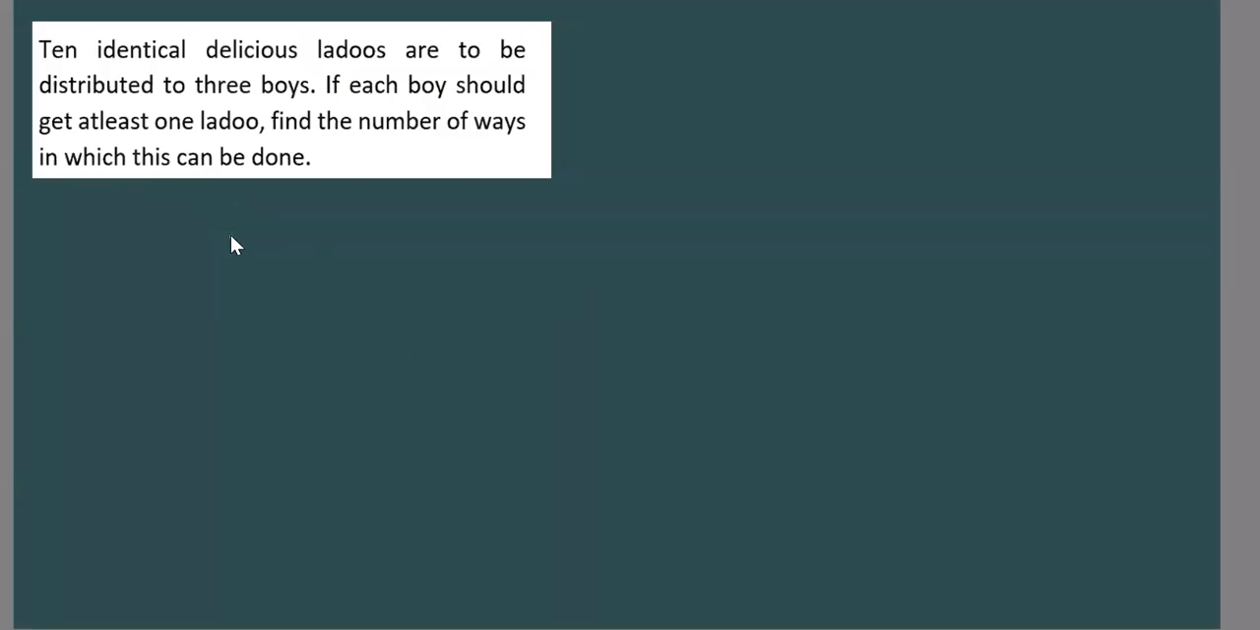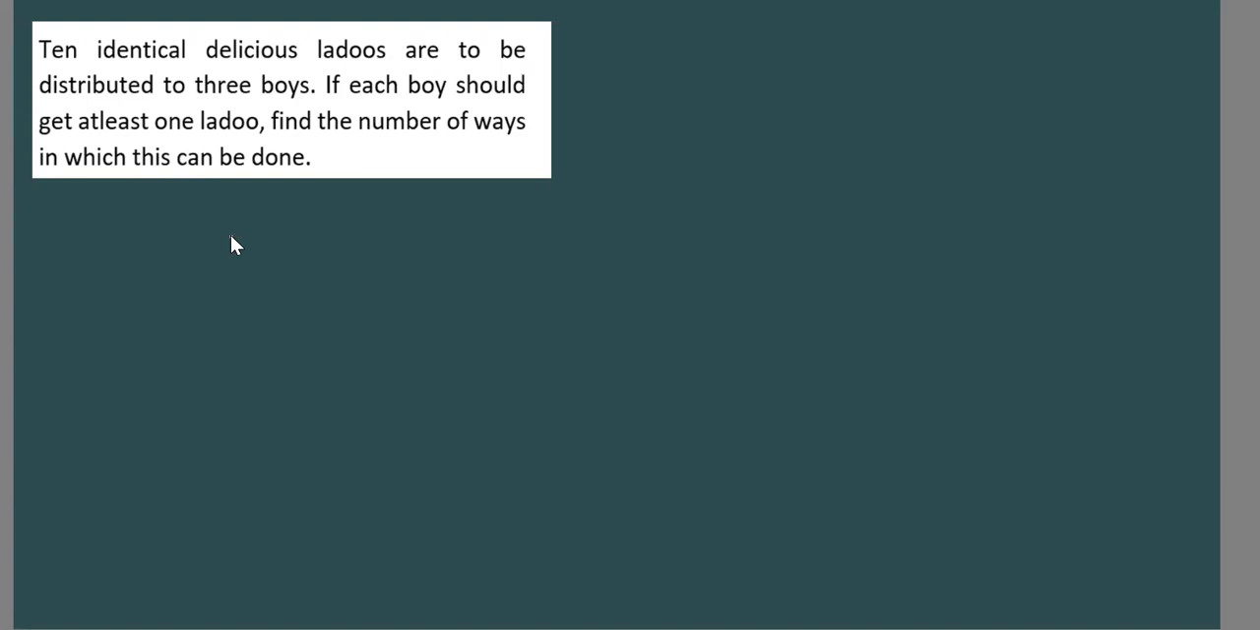Okay, so in this problem, we have 10 identical delicious laddus. Hoping you all like laddus. So these are distributed to 3 boys. Now if each boy should get at least one laddu, we need to find the number of ways in which this can be done.